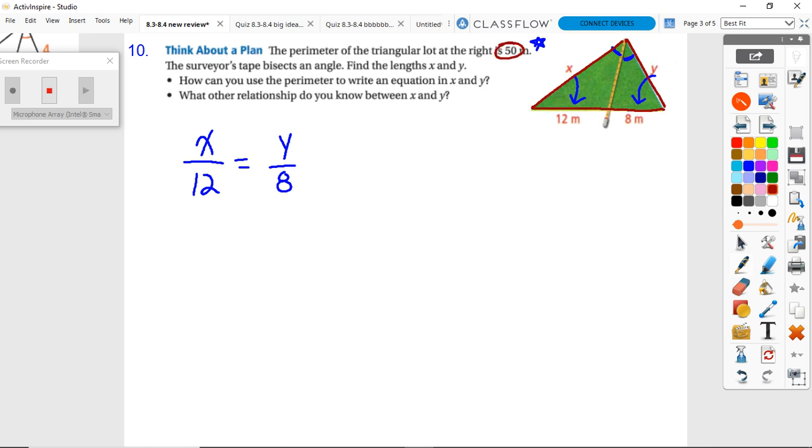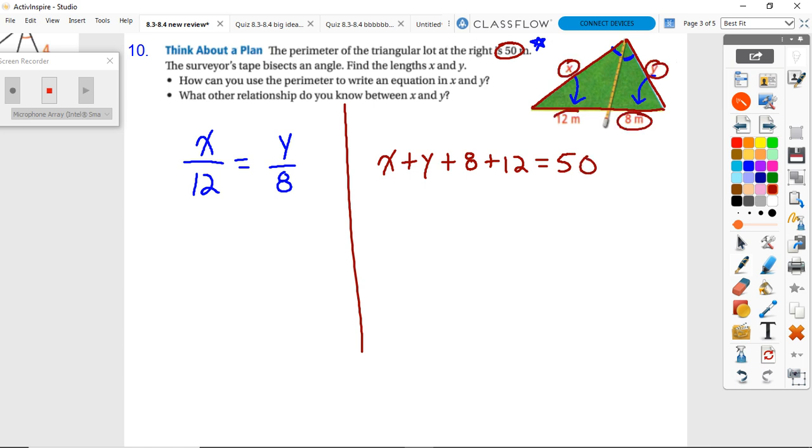So that's a clue. Perimeter: let's take x plus y plus 8 plus 12, which has to equal 50. So all of your segments that would calculate the perimeter, make an equation. Now we've got two equations with two variables, so we should be able to solve this. All you have to do now is isolate. This is just a typical algebra skill we've been working on all year.